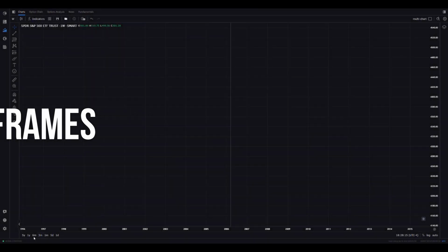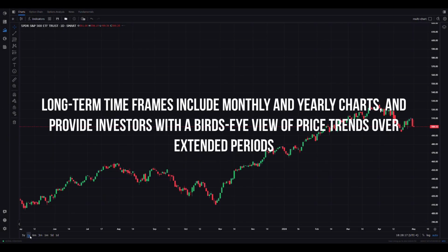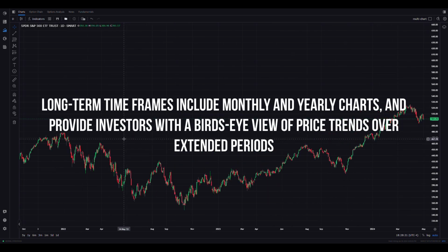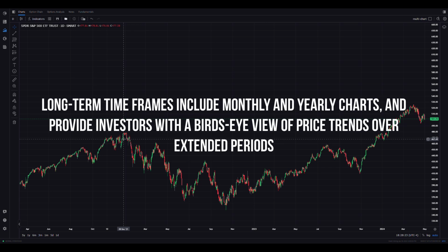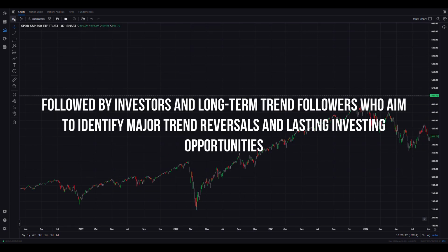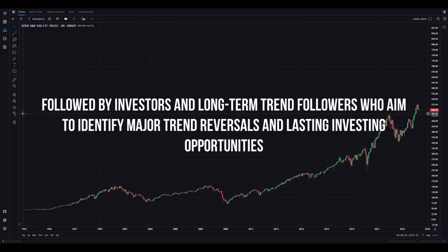Long-term timeframes. Long-term timeframes, such as monthly or yearly charts, provide investors with a bird's-eye view of price trends over extended periods. These charts are followed less by traders, but more by long-term investors and trend followers who aim to identify major trend reversals and lasting investment opportunities.